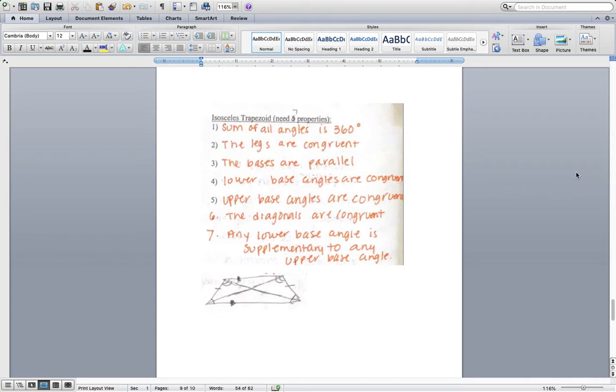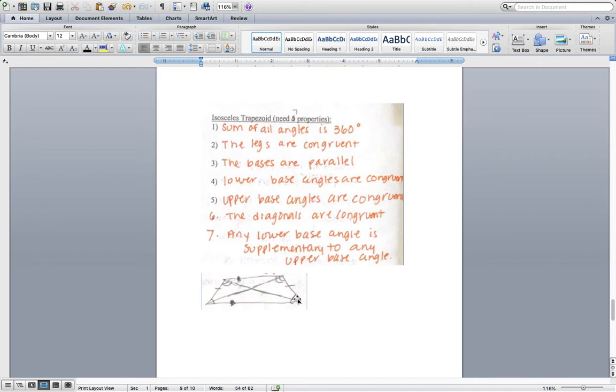Lower base angles are congruent, upper base angles are congruent, and the diagonals are congruent, and any lower base angle is supplementary to any upper base angle. So let's look at number 4. Lower base angles are congruent. So if you look at the picture here, this is a lower base angle, and this is the other lower base angle, because here's the lower base, and these two angles are congruent to each other.